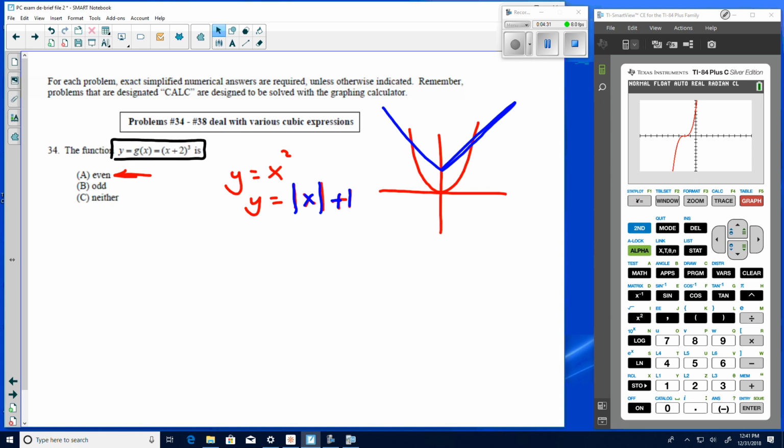But in both cases, the graph is symmetric about the y-axis. And certainly when you look at our function here, this one is not symmetric about the y-axis. It looks like that. Okay.